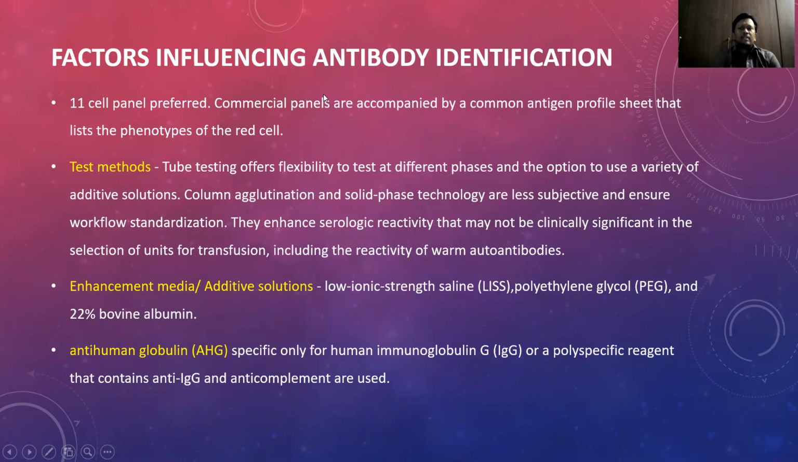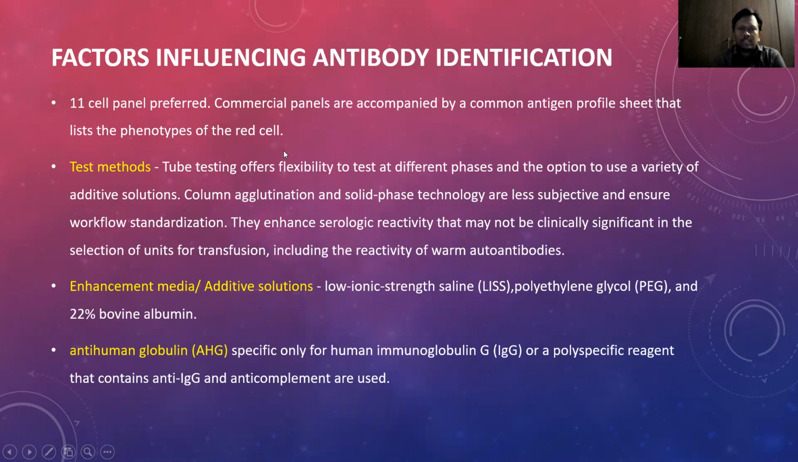Similarly, there are various factors which influence the antibody identification. Most commonly, in every blood center, we prefer an 11-cell panel. These commercial panels are accompanied by an antigenic profile sheet, that is the antigram, which lists the phenotypes of the red cells. There are various test methods, of which tube testing is most commonly used.